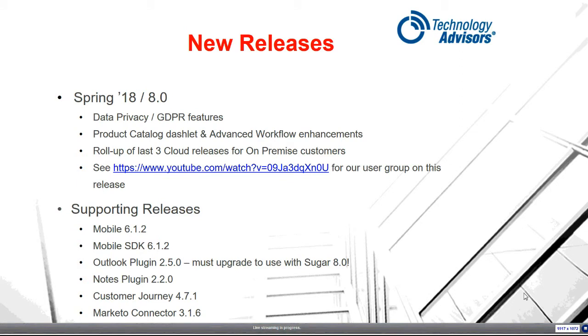The Spring 18/8.0 release came out in April. Yes, end of April. We did an entire user group about this at our last user group session, so just a couple quick highlights. Really the biggest feature change here is the data privacy and GDPR features. And also, if you are not a Sugar On Demand or Sugar Cloud customer, this is your chance to get all of the new features that have come out in the last 3 demand releases.